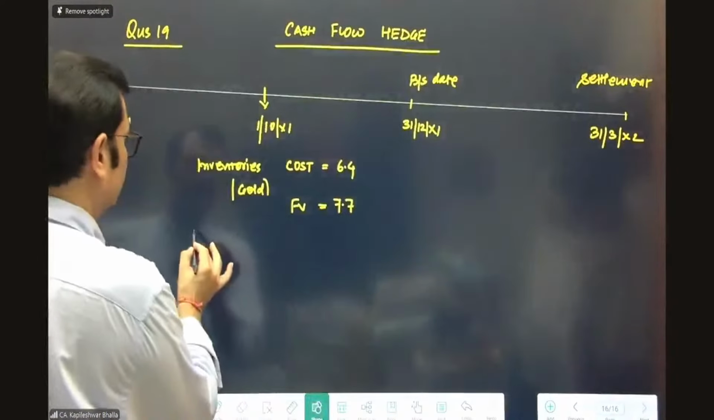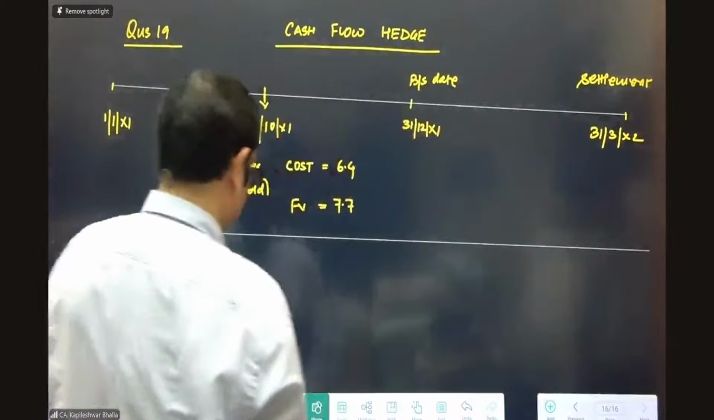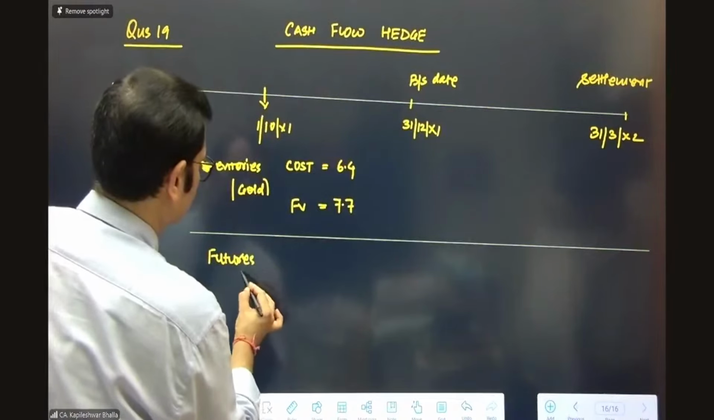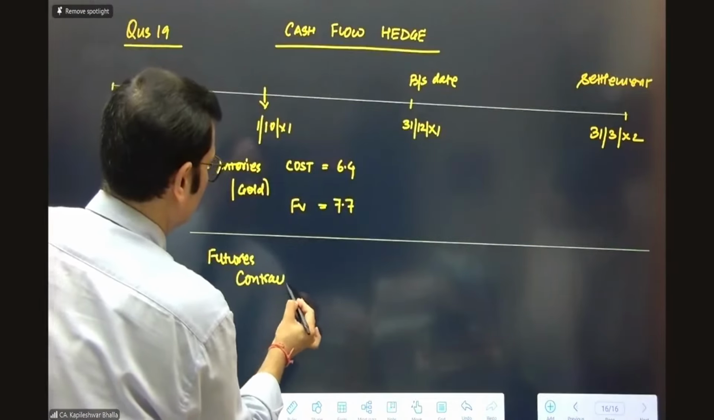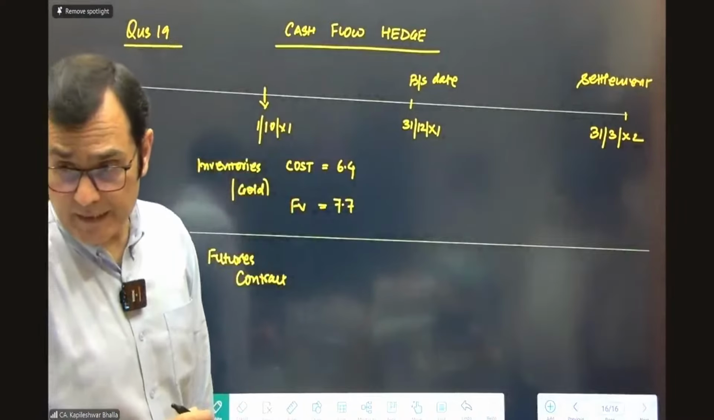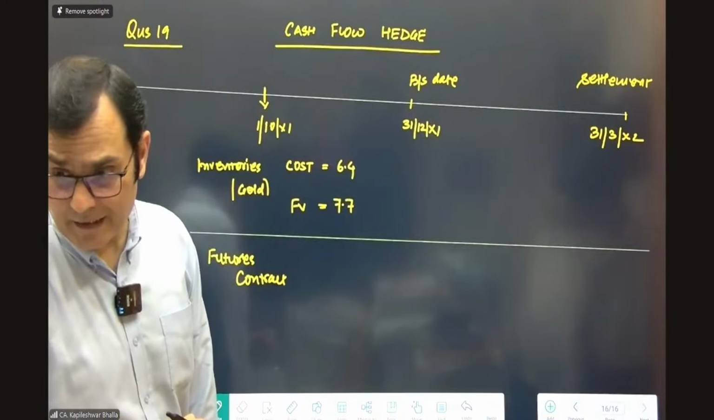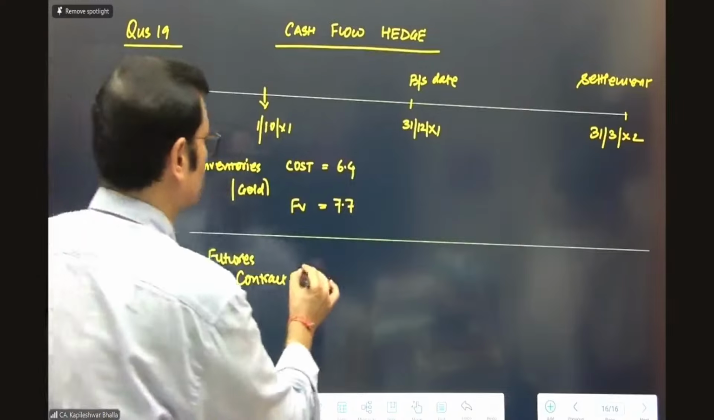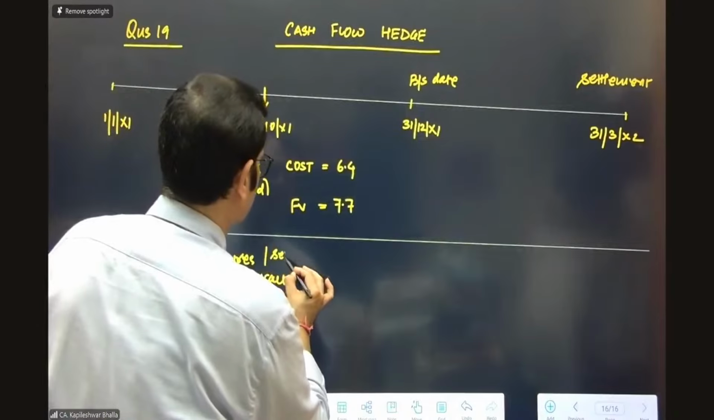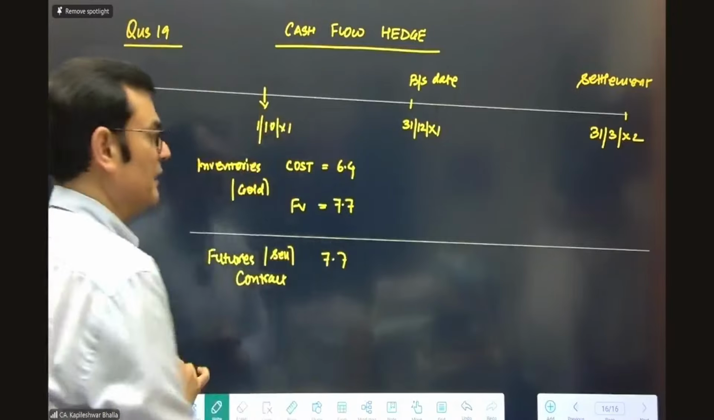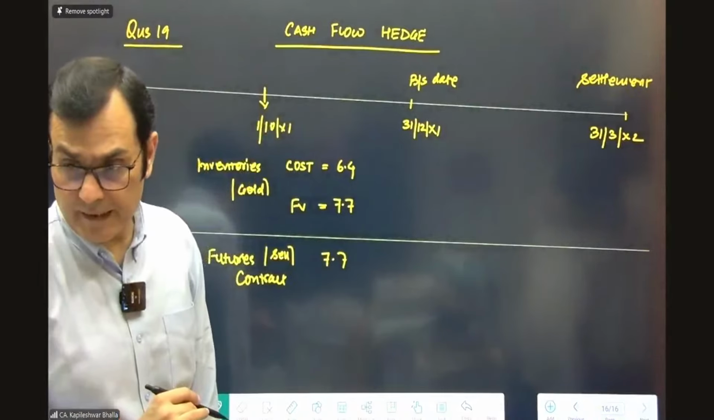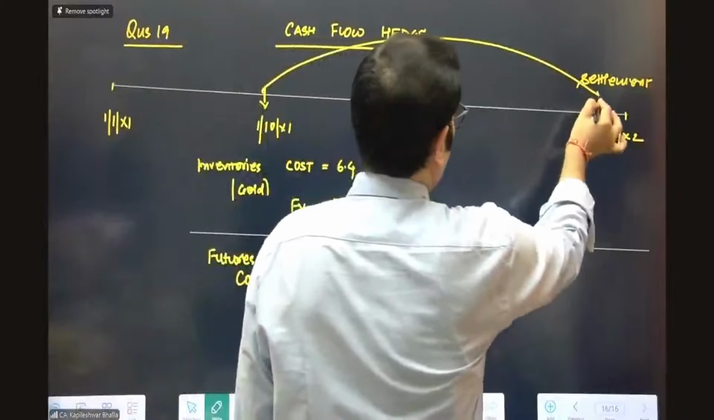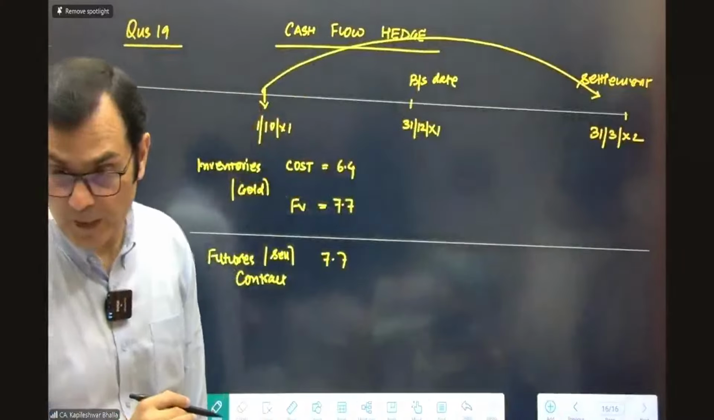Let me segregate the data. The company entered into a futures contract, a contract to sell the gold at 7.7 million. Then it says the contract will mature on 31st March. We have already noted that it is going to get settled on 31st March.